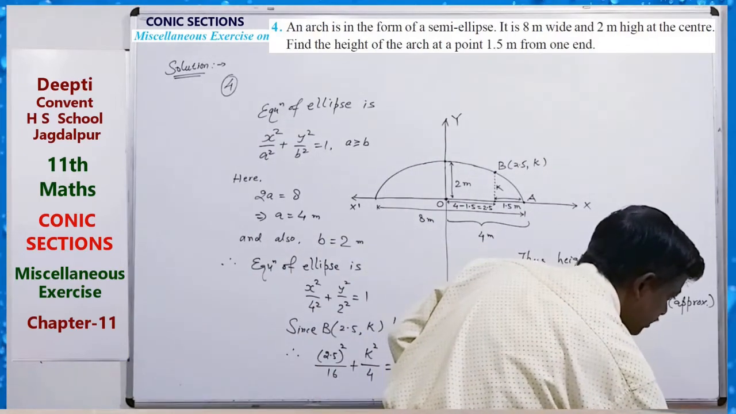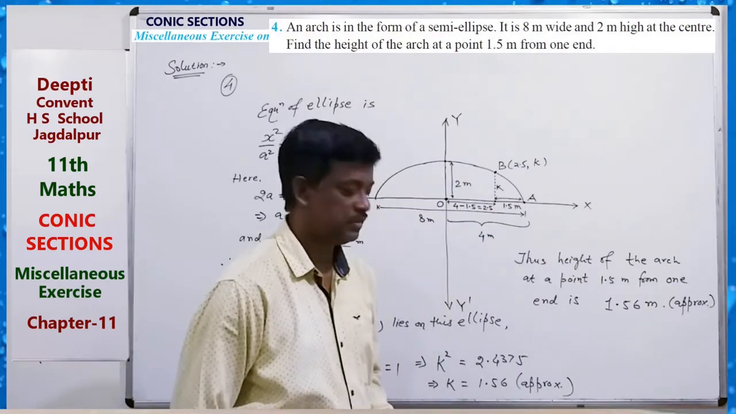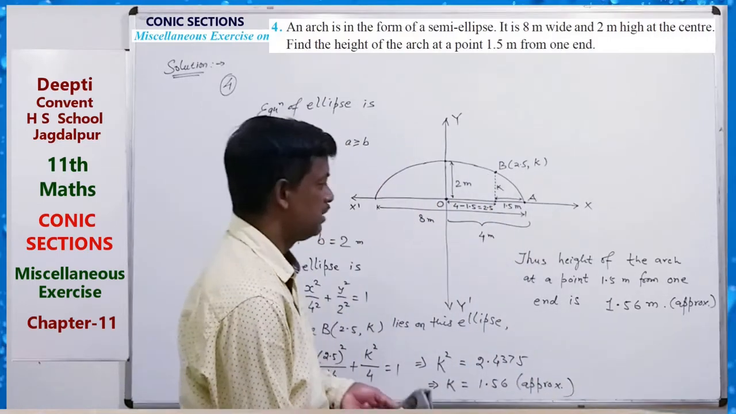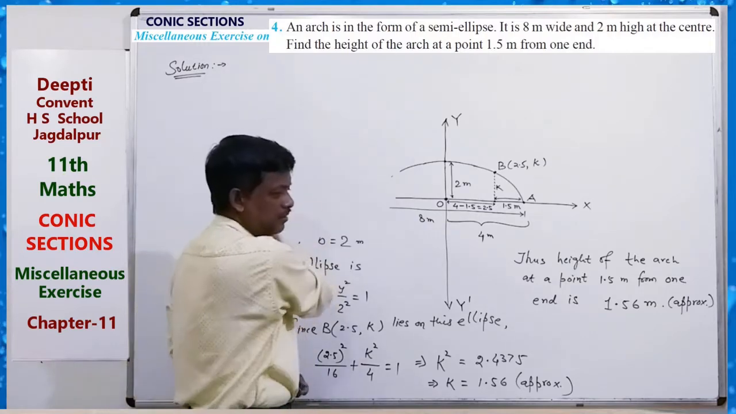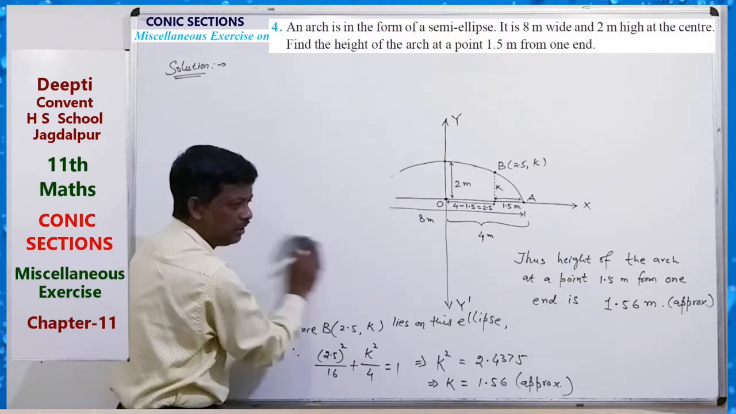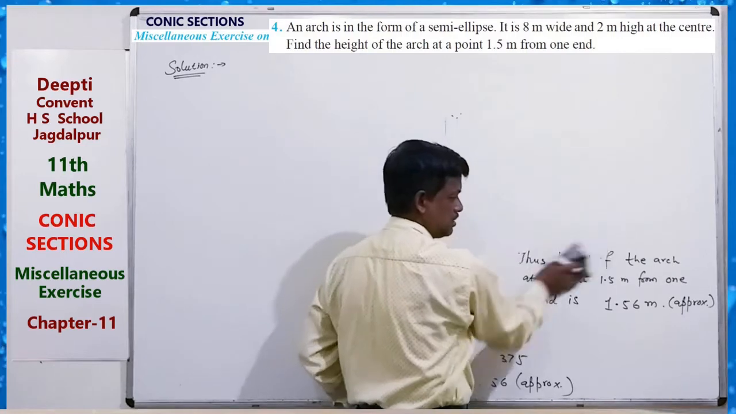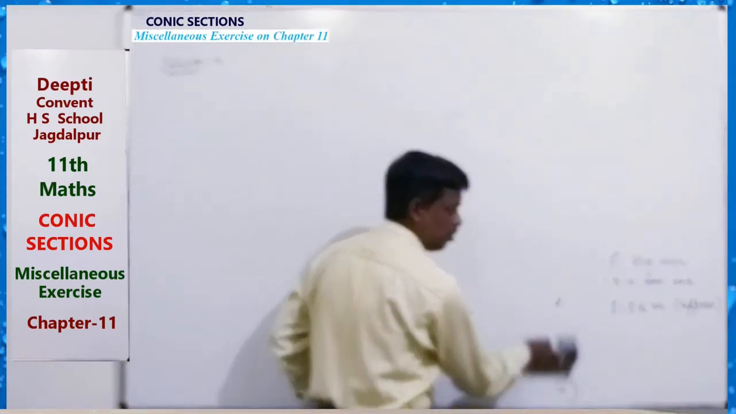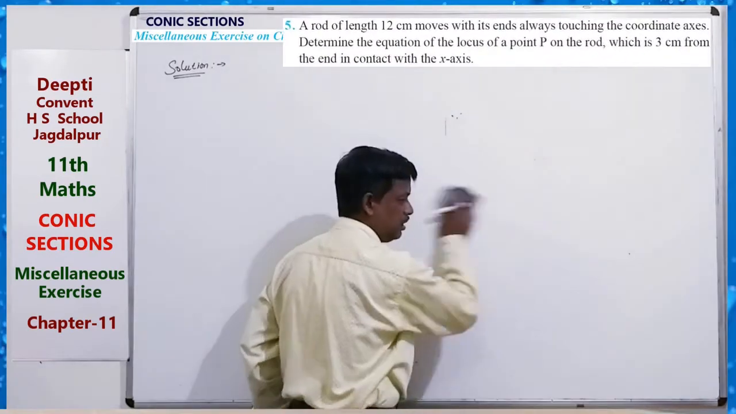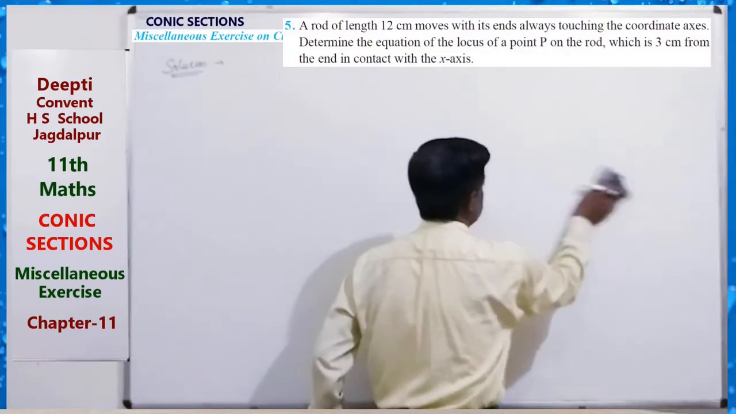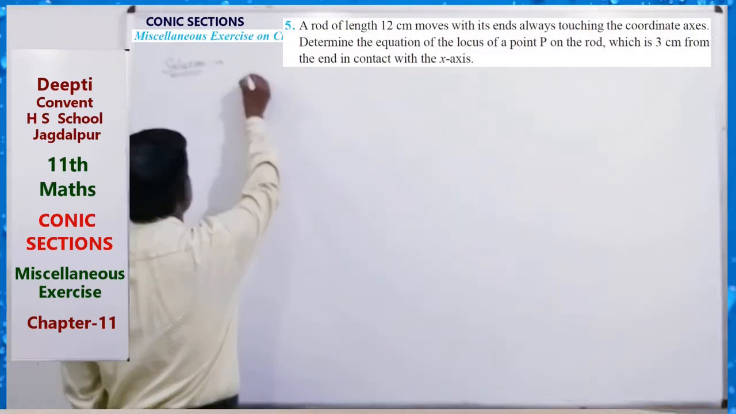So question 5, given a rod of length 12 centimeter moves with its ends always touching the coordinate axis. Determine the equation of the locus of a point on the rod which is 3 centimeter from the end of contact with the x-axis. Okay, so here very simple, a rod.